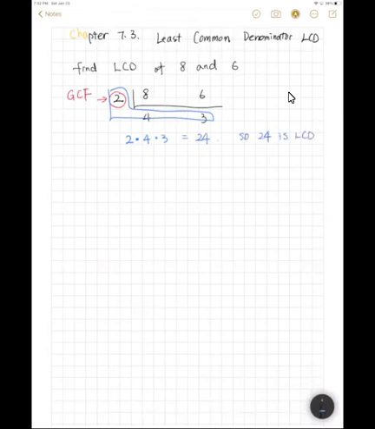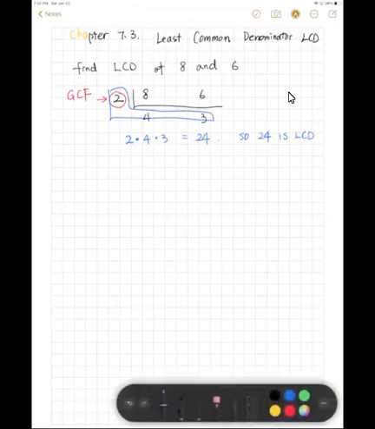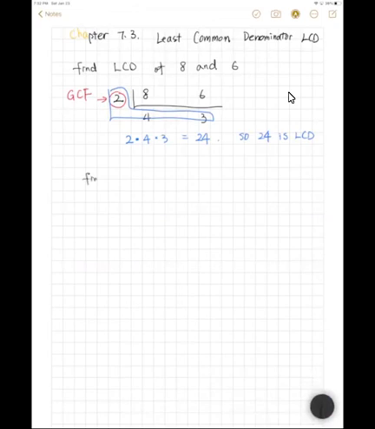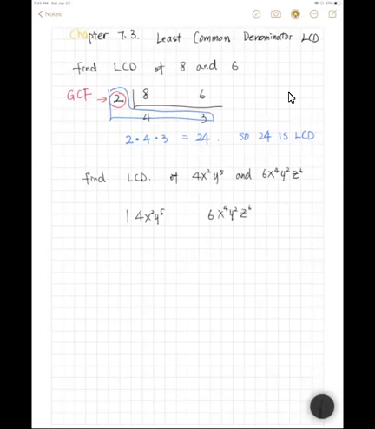Okay, now let's apply this to our variables. Now I want you to find the least common denominator of 4x squared y to the 5th and 6x to the 4th y squared and z to the 6th. We use the same method. Okay, 4x squared y to the 5th and then 6x to the 4th y squared and z to the 6th.